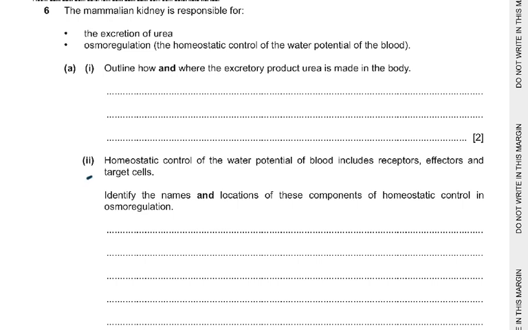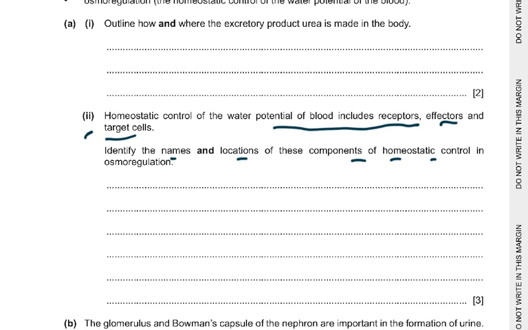Then part 2, homeostatic control of the water potential of blood includes receptors, effectors, and target cells. Identify the names and locations of these components of homeostatic control in osmoregulation. And that was 3 marks. Osmoreceptors are in the hypothalamus.